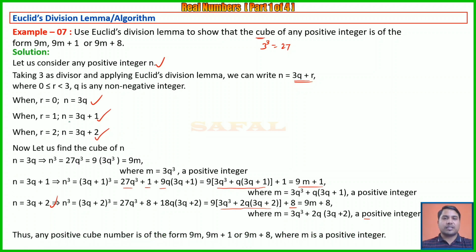Either 9m, it can be written in the form 9m, you can see here, or 9m plus 1 or 9m plus 8. So that's what the question was asking. It was a nice question. So taking up the last question of this session.